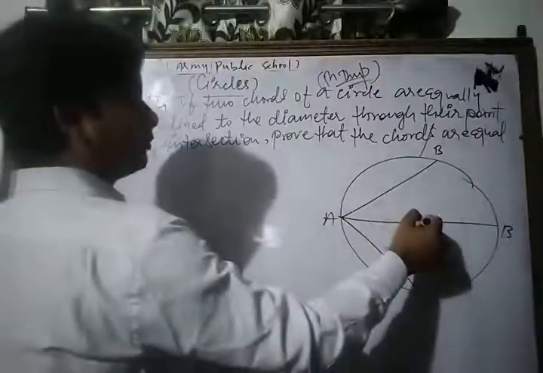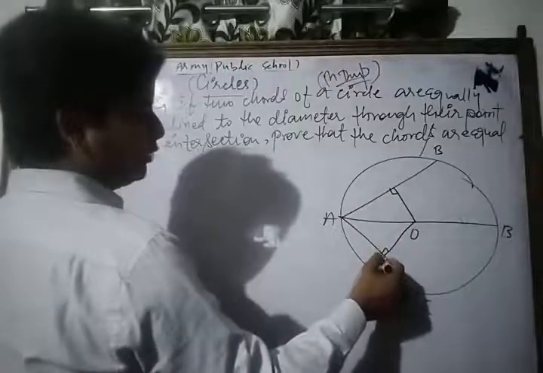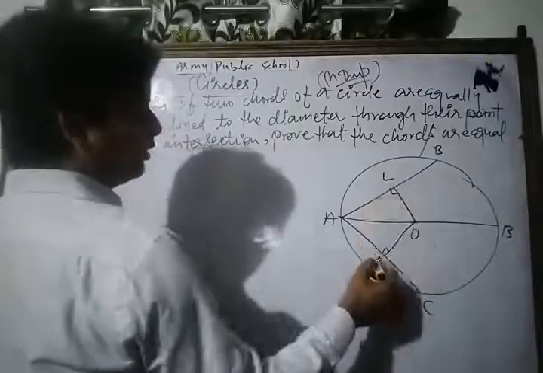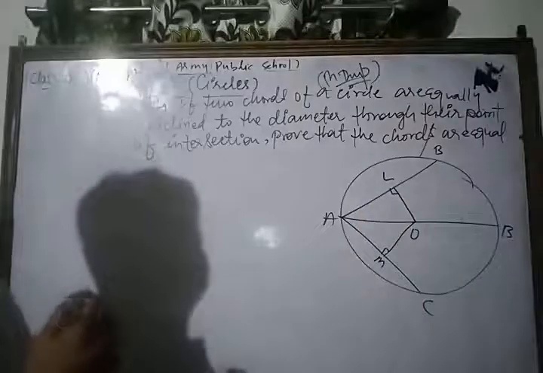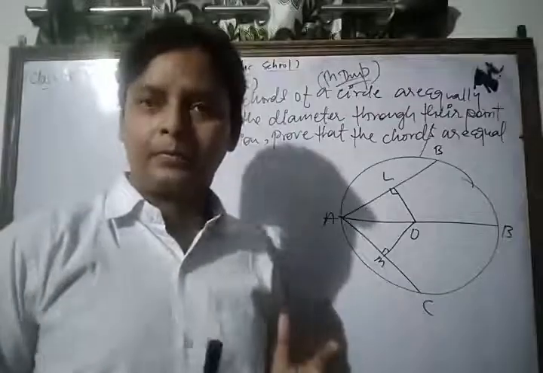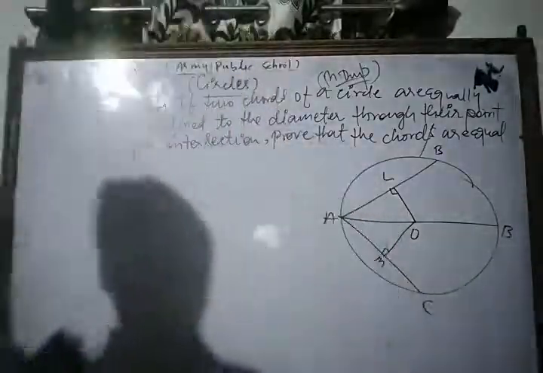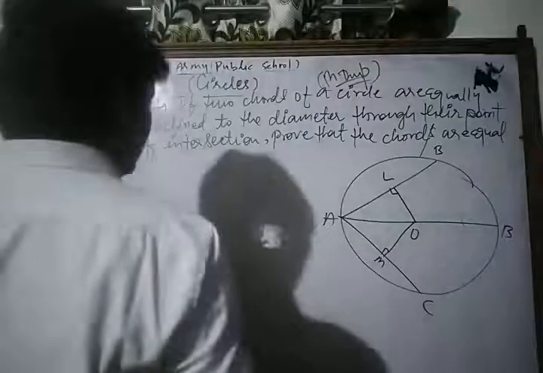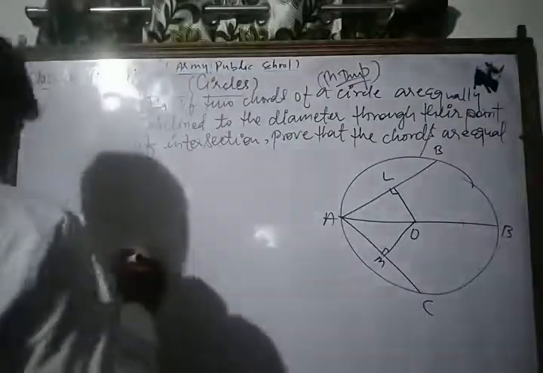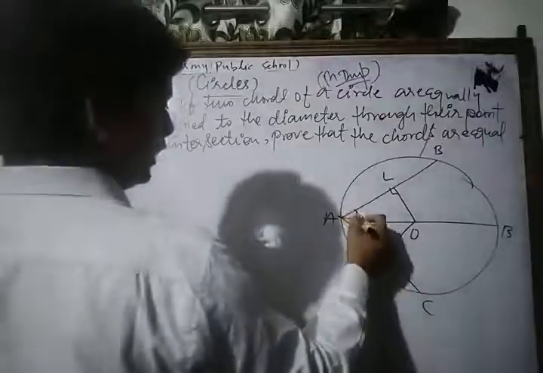We draw OL and OM, which are perpendicular to the chords, because you know that the line from the center to the chord is always perpendicular and bisects it into two equal parts. You know that very well. So here we apply that concept. This is the figure. Now that angle is equal to that angle because the chords are equally inclined.